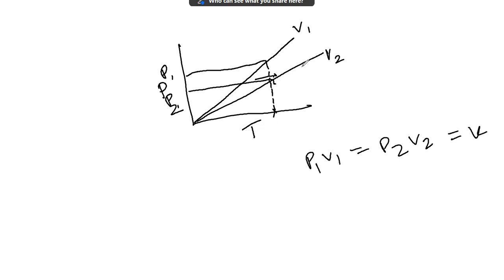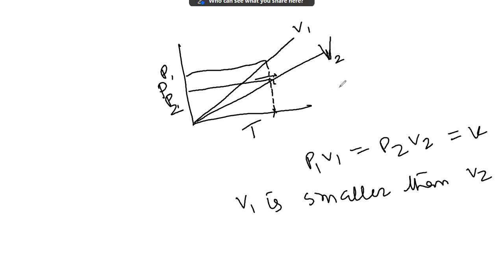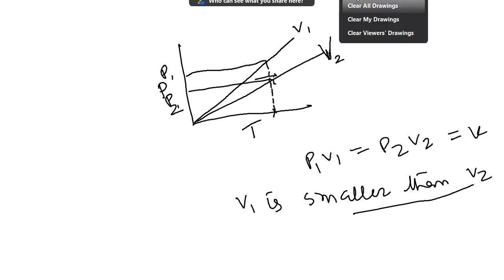Now from the graph we see that out of P1 and P2, P1 is larger. P1 being larger means V1 is smaller than V2. V1 is this one and V2 is this one. V1 is smaller than V2. Hope you have followed it. If you don't follow it, you can write in my description box, where I will provide my WhatsApp number.